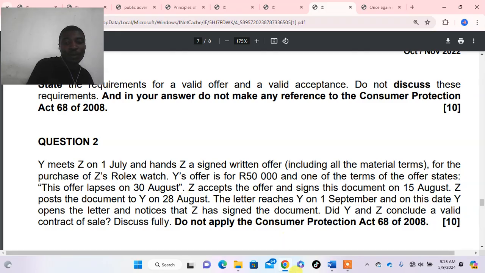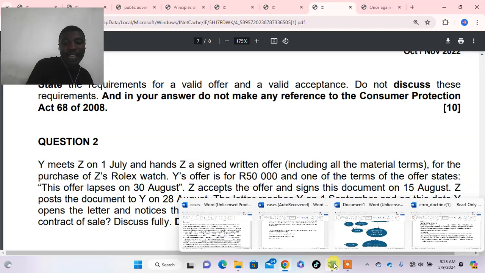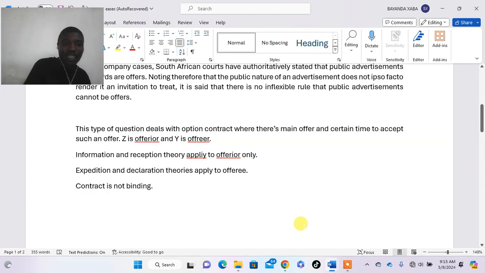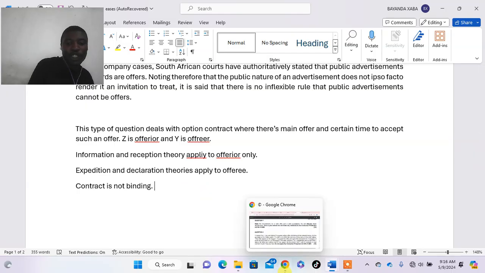Now I understand that you understand it, right? I'm glad that you are understanding this. So you write about the information theory, except it doesn't apply to a contract by electronics, because electronics will deal with the reception theory. It doesn't apply to the post, because post will deal with the expedition theory. The information one. So you explain those things. After explaining those things, then boom, you are done. You get the full marks. So I hope now you understand this question.